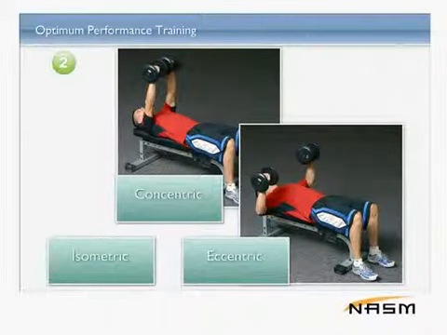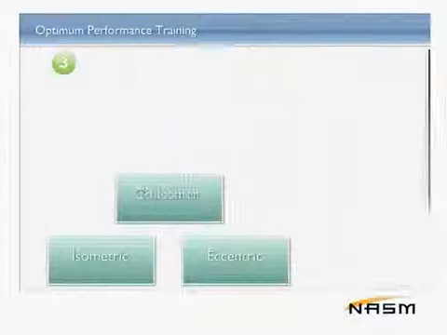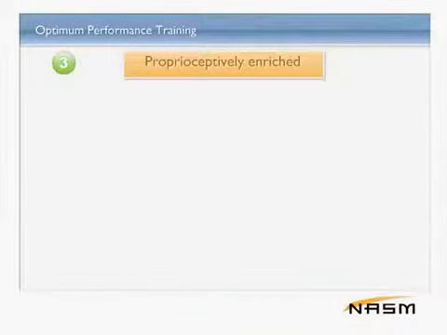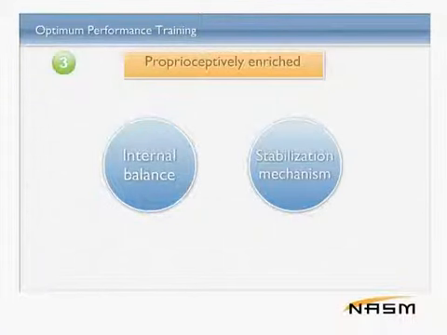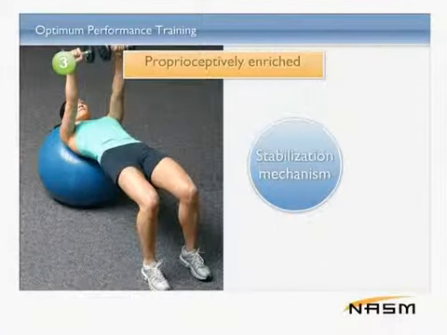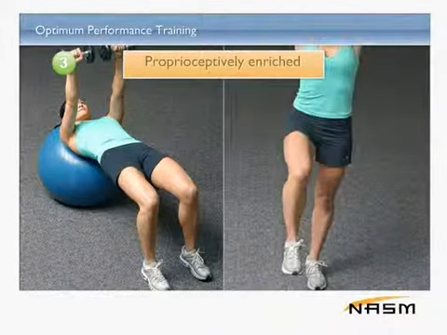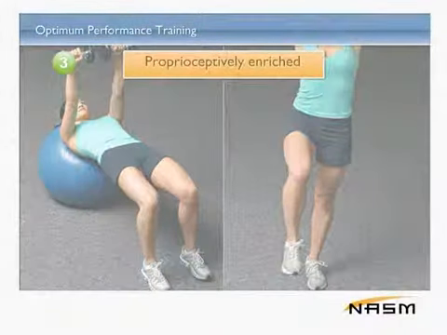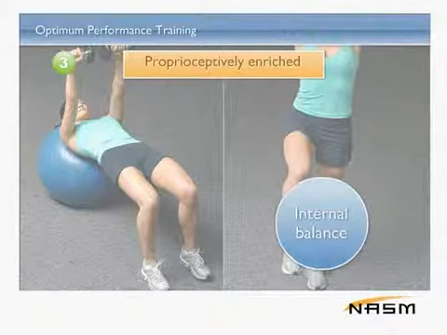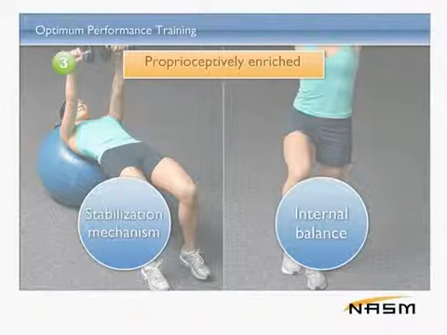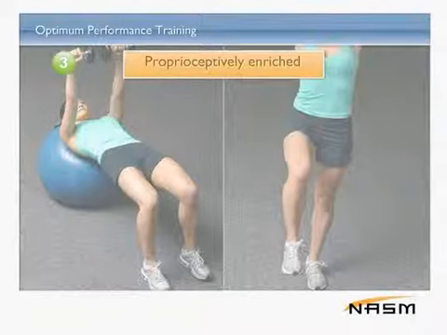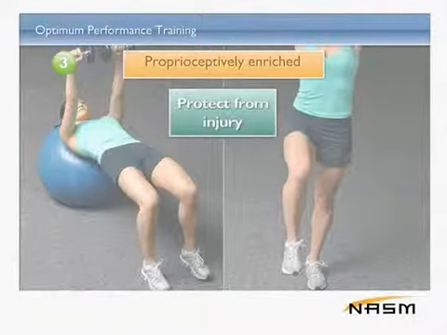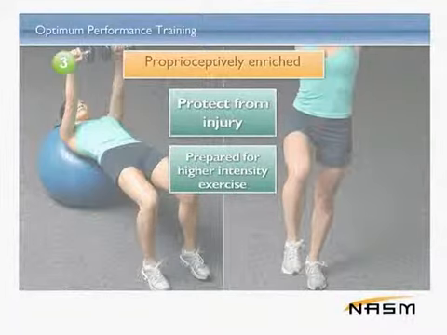Lastly, many traditional programs do not challenge individuals in proprioceptively enriched environments. A proprioceptively enriched environment is one that challenges the internal balance and stabilization mechanisms of the body. Examples of this include performing a dumbbell chest press while on a stability ball, or performing an overhead press on one leg. It's important to include exercises that challenge the internal balance and stabilization mechanisms of the body, or proprioception, so they'll be better prepared to control themselves in unstable environments outside the gym, or protect them from injury, and will also allow them to be better prepared for higher intensity exercise in the future.